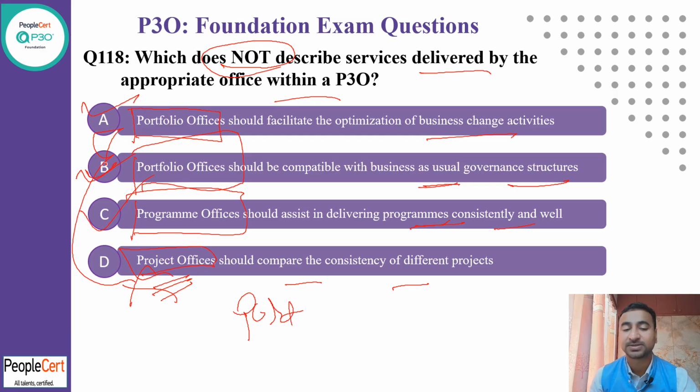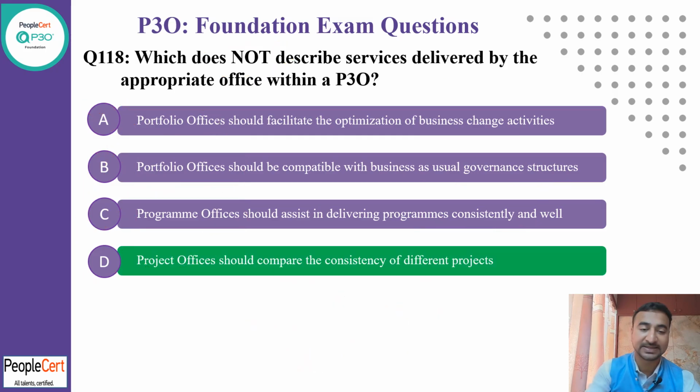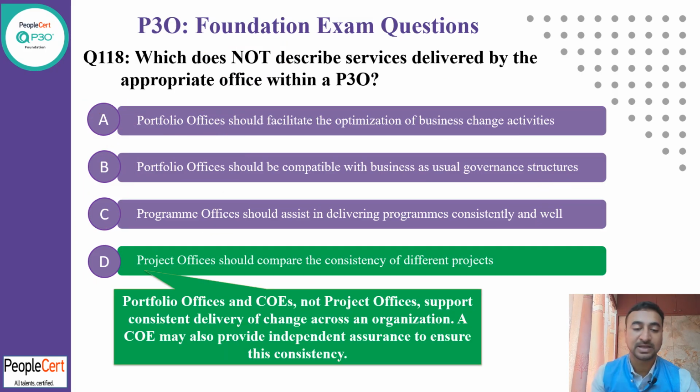The higher office, so portfolio office, or it can be passed on sometimes to the program office as well, or a COE to do the comparison and consistency, but it's certainly not done by the project office. So that's the correct answer, that portfolio office and COE, not project office, should support the consistent delivery of change across the organization. A COE may also provide independent assurance to ensure the consistency. So D is the correct answer because the question asks for the one that does not describe the service.